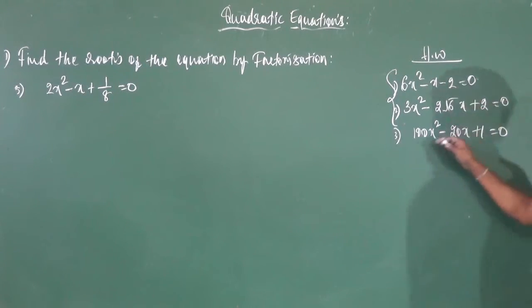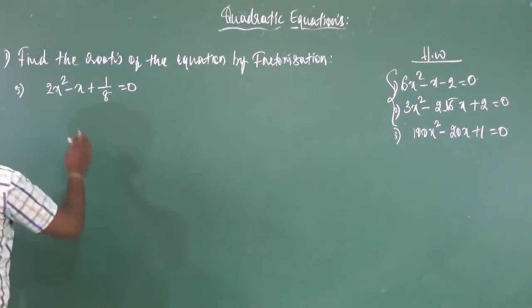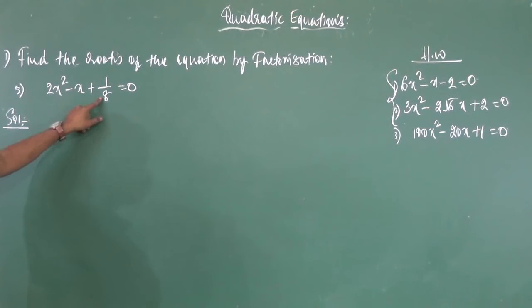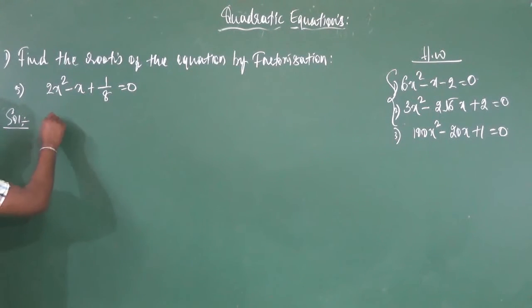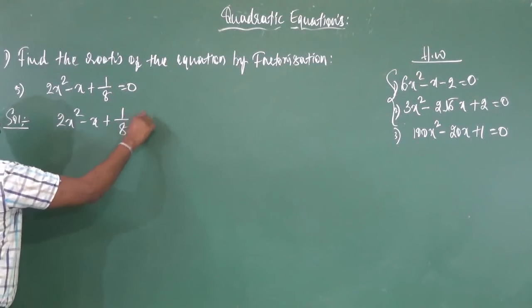So please do it as a homework. So another problem I am going to show you how it comes. So a little bit different. So 2x square minus x plus 1 by 8 is equal to 0. So if this is the situation, because the constant is in the form of p by q here, where the denominator is not 1. So therefore it is 1 by 8. Okay, no problem. So 2x square minus x plus 1 by 8 is equal to 0.